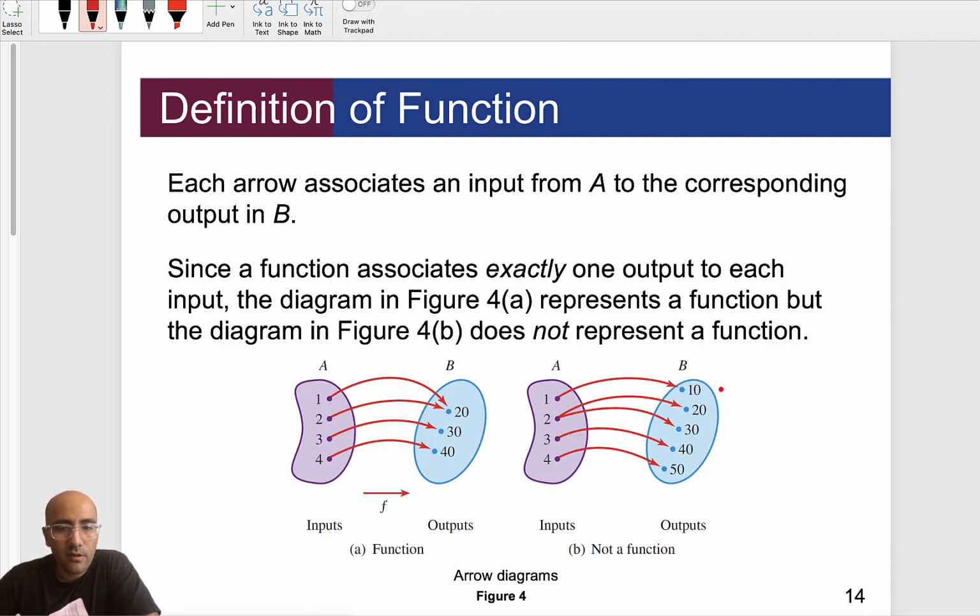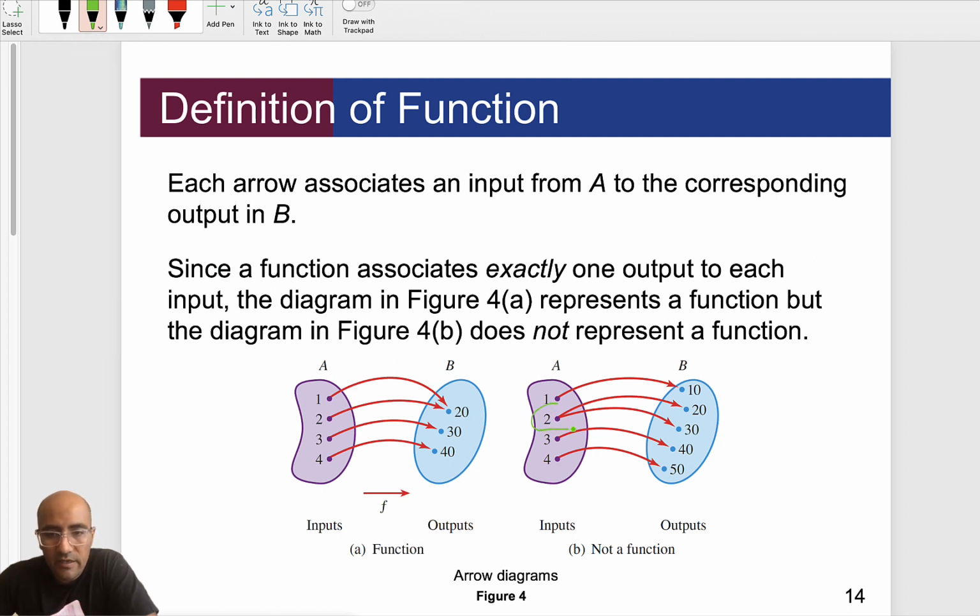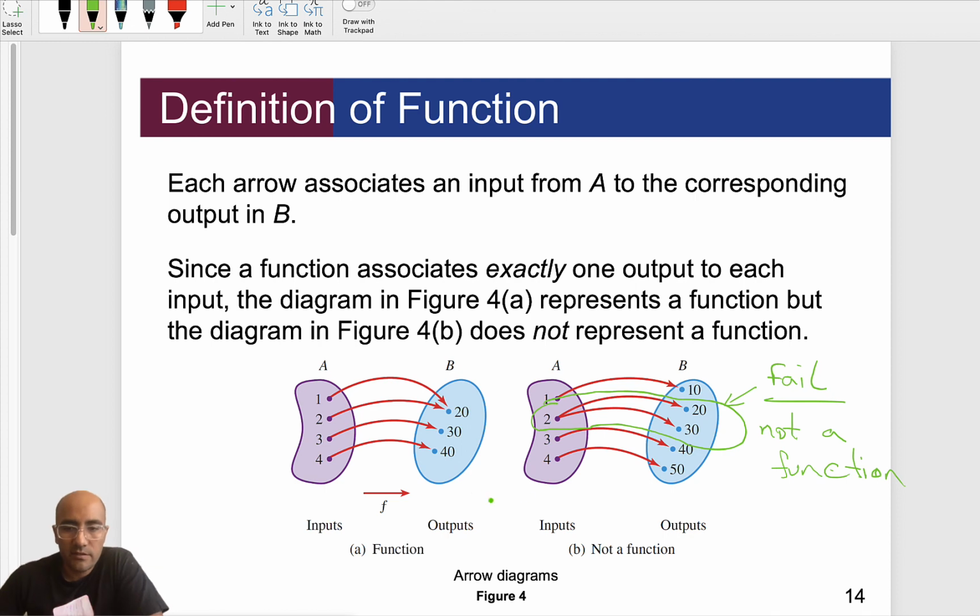Okay, here's another example. This is the one we just covered, but here's another. 1 is being mapped to 10, and then 2 is being mapped to 20, but also 2 is being mapped to 30. That's a problem, right? In a function, you are not allowed to have this case, where one input leads to 2 different outputs. Fail. It says right there, no function.